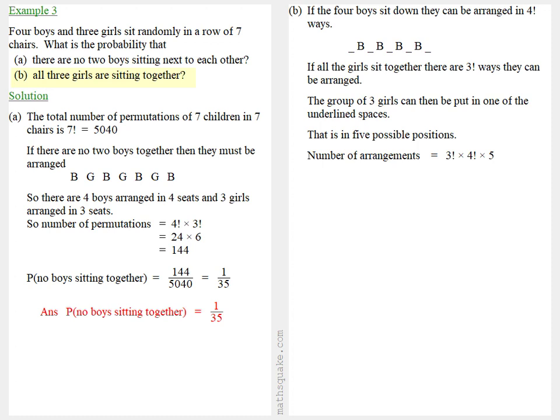The boys can be rearranged in 4 factorial ways, and the girls can be placed in one of the 5 spaces. So the number of arrangements is 3 factorial times 4 factorial times 5, which is 6 times 24 times 5, or 720. And so the probability that all the girls will sit together is 720 over 5,040, which cancels to 1/7. So our answer is 1/7.